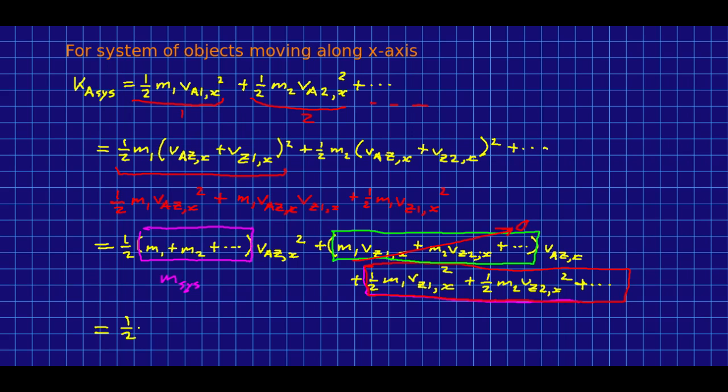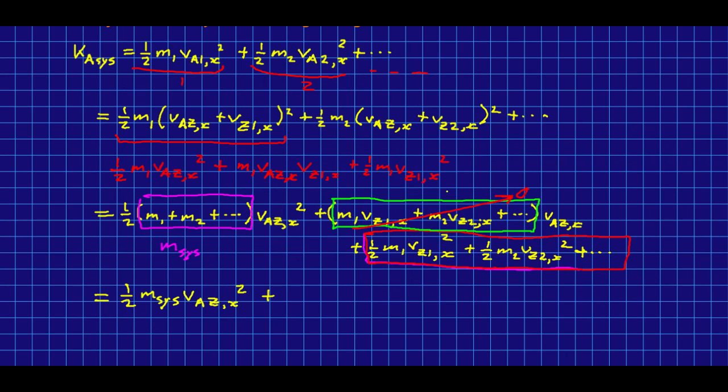And we have one term like this. And then we have a term like this, which is the sum of the kinetic energies in the zero momentum frame. So I'm just going to call that the kinetic energy in the zero momentum frame of the whole system.